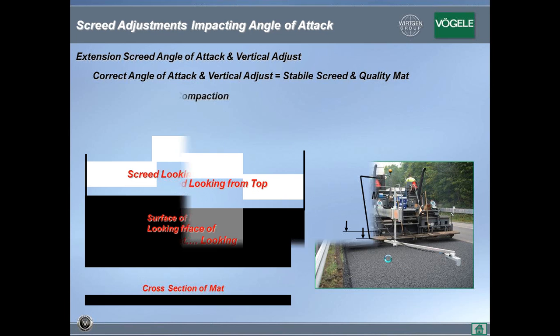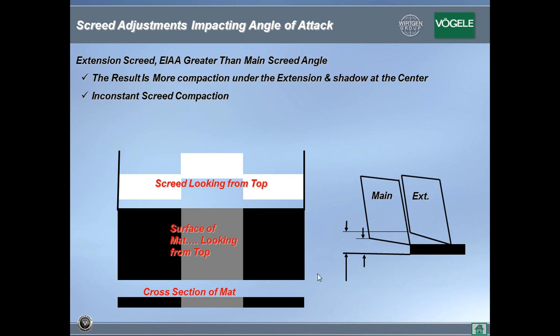If the extension screed leading edge is above the main screed but the trailing edges are in the same position, then the mat thickness from end to end will be the same, but the mat laid by the extension will be more compacted than the main because you have higher in-place density, because that much more material is flowing under the extension screed. So the mat depth from one gate to the other gate will be the same.